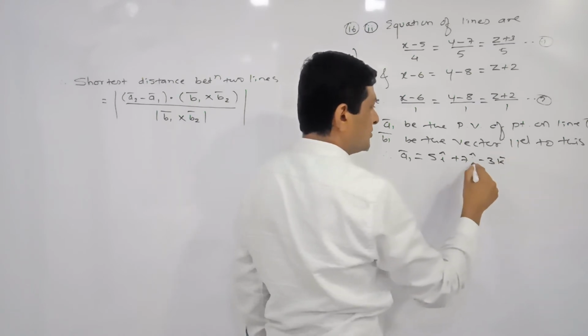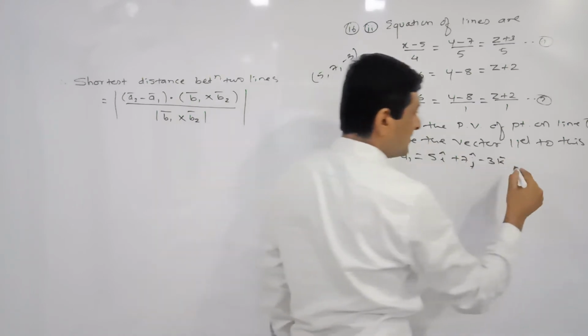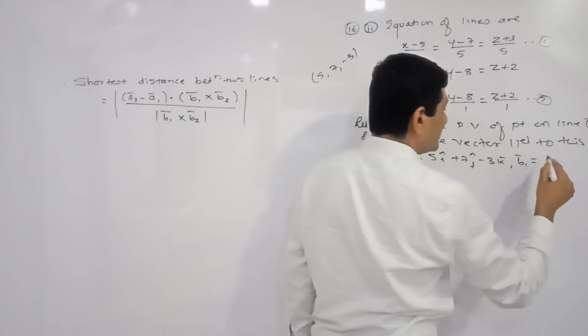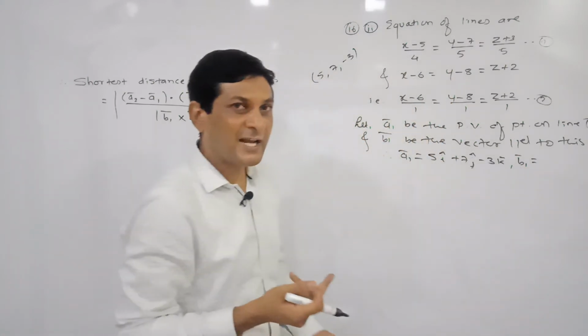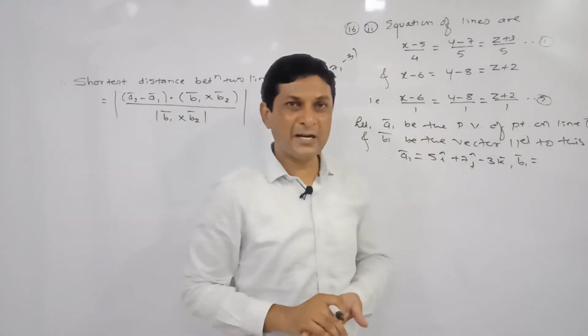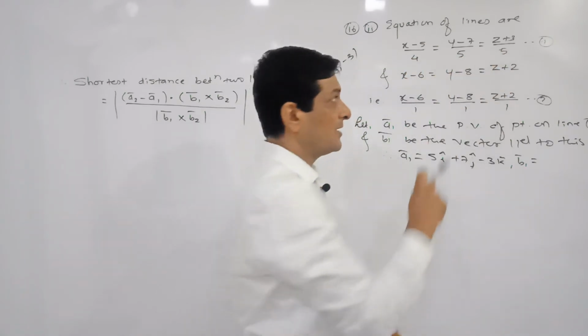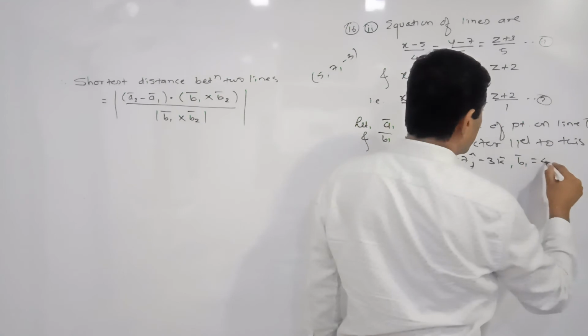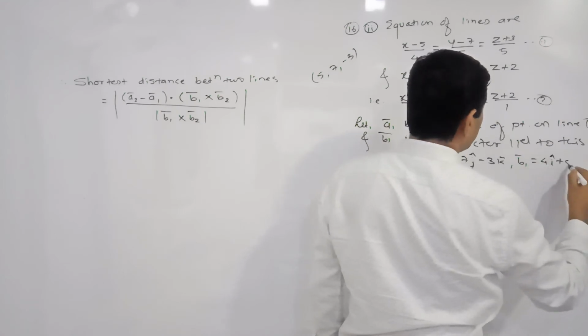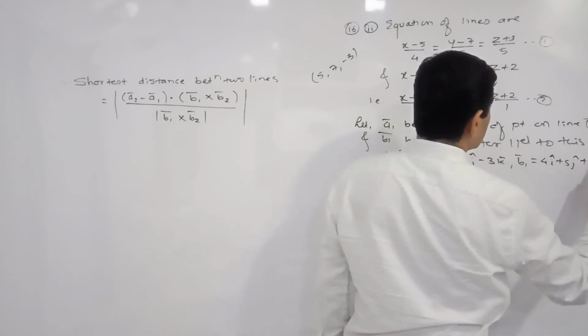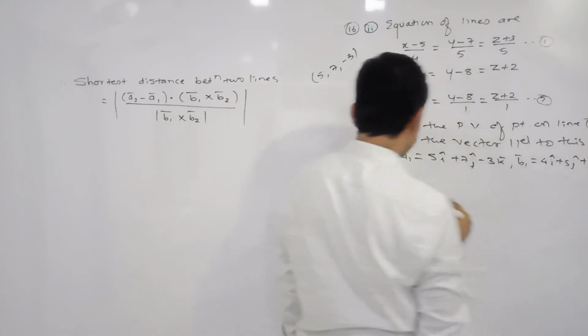Once this value is known to us, now we are finding the value of b1 bar. Value of b1 bar means b1 bar is what? Vector along the line, or we can say the vector parallel to the line. From the direction ratios we will get the value of b1 bar. So what will be the value of b1 bar here? 4i cap plus 5j cap plus 5k cap.